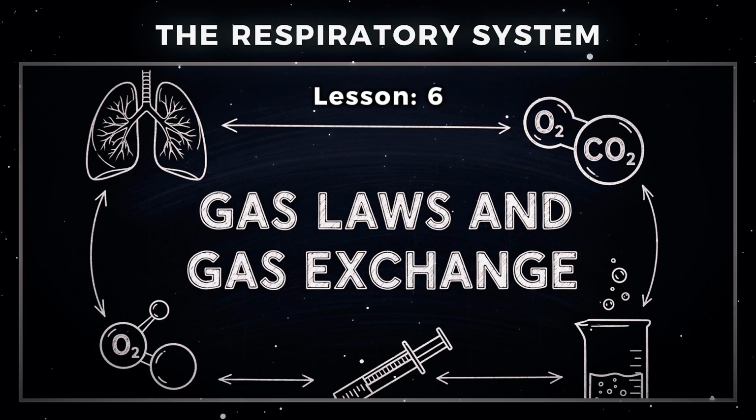Imagine a crowded room filled with people wearing red hats and blue hats. Dalton's law suggests that if you want to know how much the red hat people are pushing against the walls, you only need to count the red hats. The blue hats don't interfere with the red hats' pressure. In your lungs, the partial pressure of oxygen, which we write as PO2, is the only thing that determines how much oxygen wants to move. It doesn't matter how much nitrogen is there, the oxygen acts on its own.